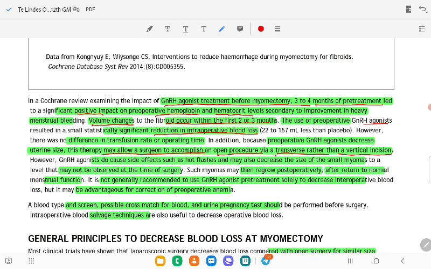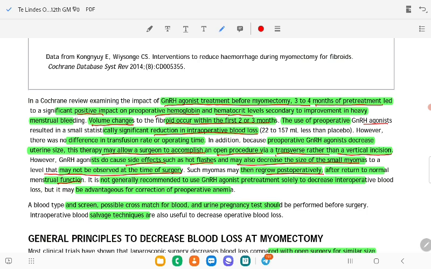However, GnRH agonists do cause side effects like hot flashes, and may also decrease the size of a small myoma to a level that may not be observed at the time of surgery. What happens? The fibroid becomes so small that it is difficult to detect during the surgery. So this small myoma can recur in the post-operative period, after some 6 months or 1 year. Such myoma may then regrow post-operatively after return to normal menstrual function.